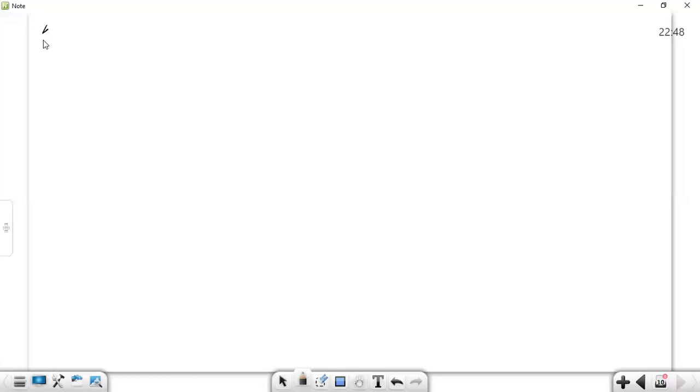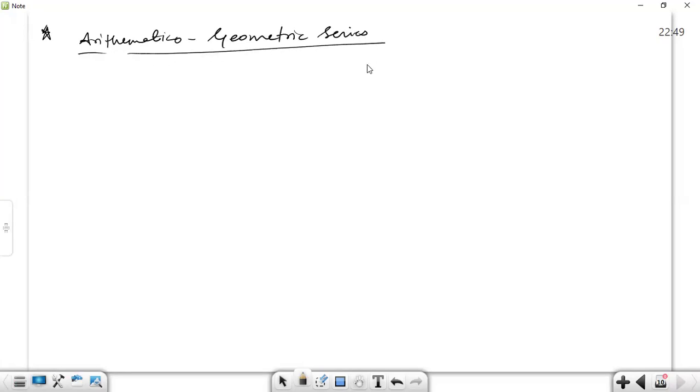So let's now move to the next topic, which is arithmetico-geometric series. It's like a cross between AP and GP. If I write the general term for this particular series, there are simultaneously two terms getting multiplied, one of the AP and another of the GP.